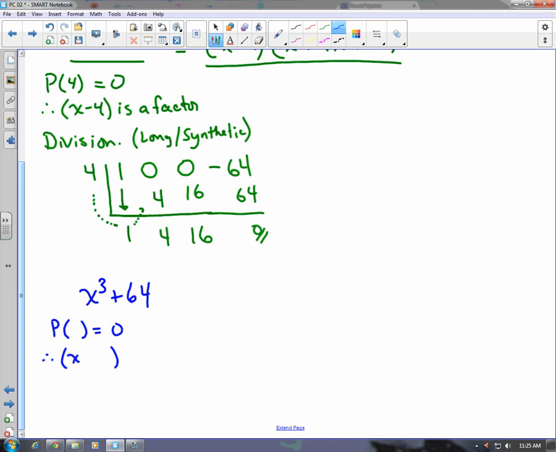Right? So it's the same 4, it's just that it's negative. So this is going to be p of negative 4. Negative 4 cubed is negative 64. So that means x plus 4 is a factor.